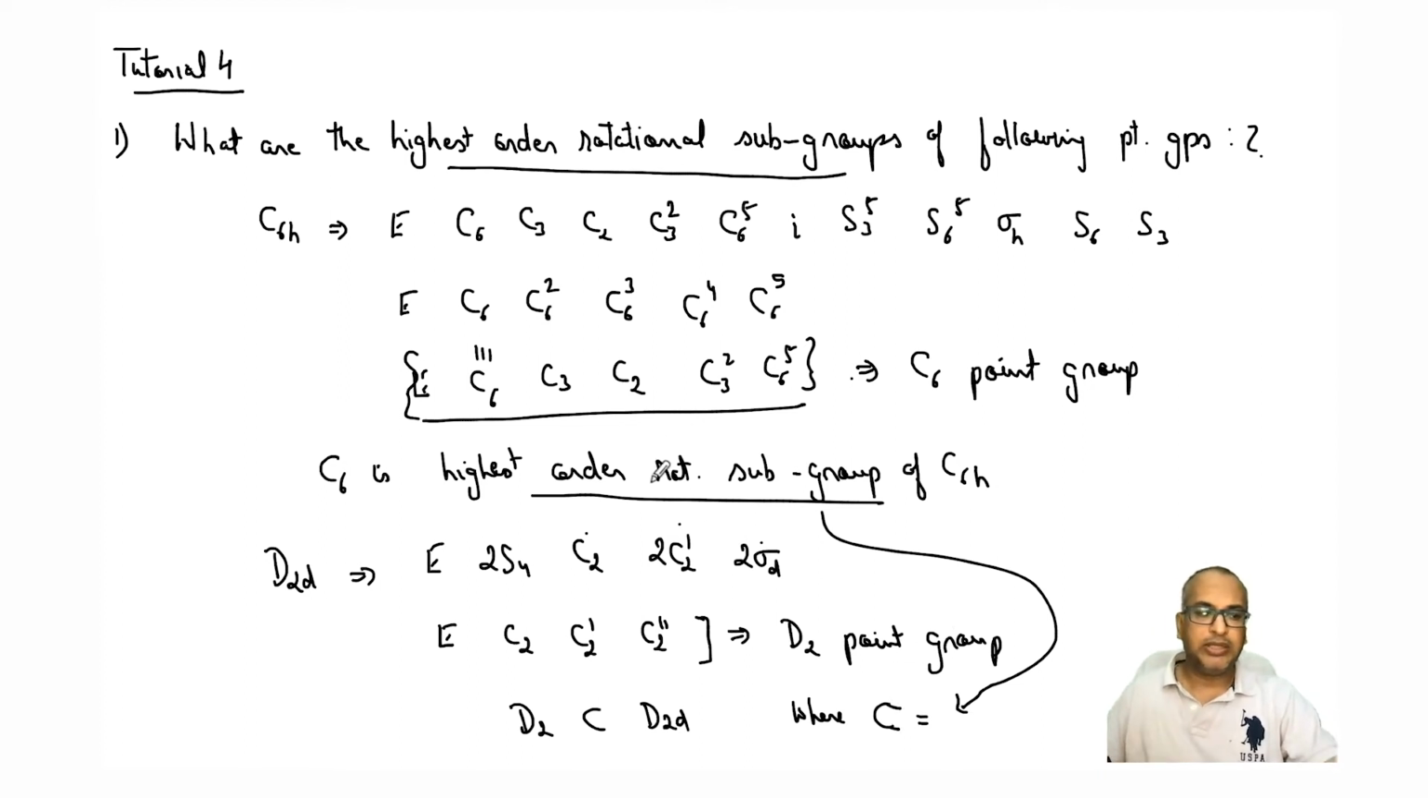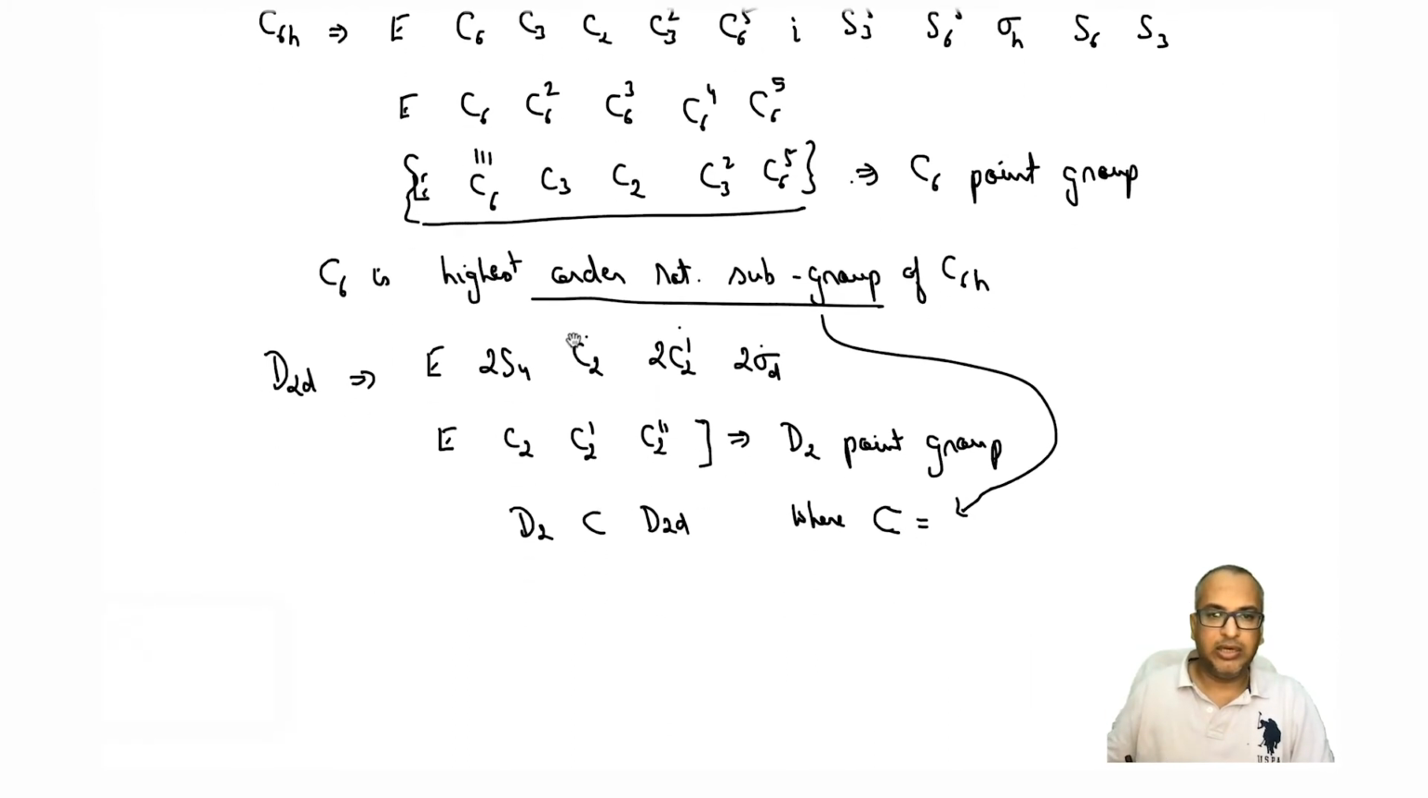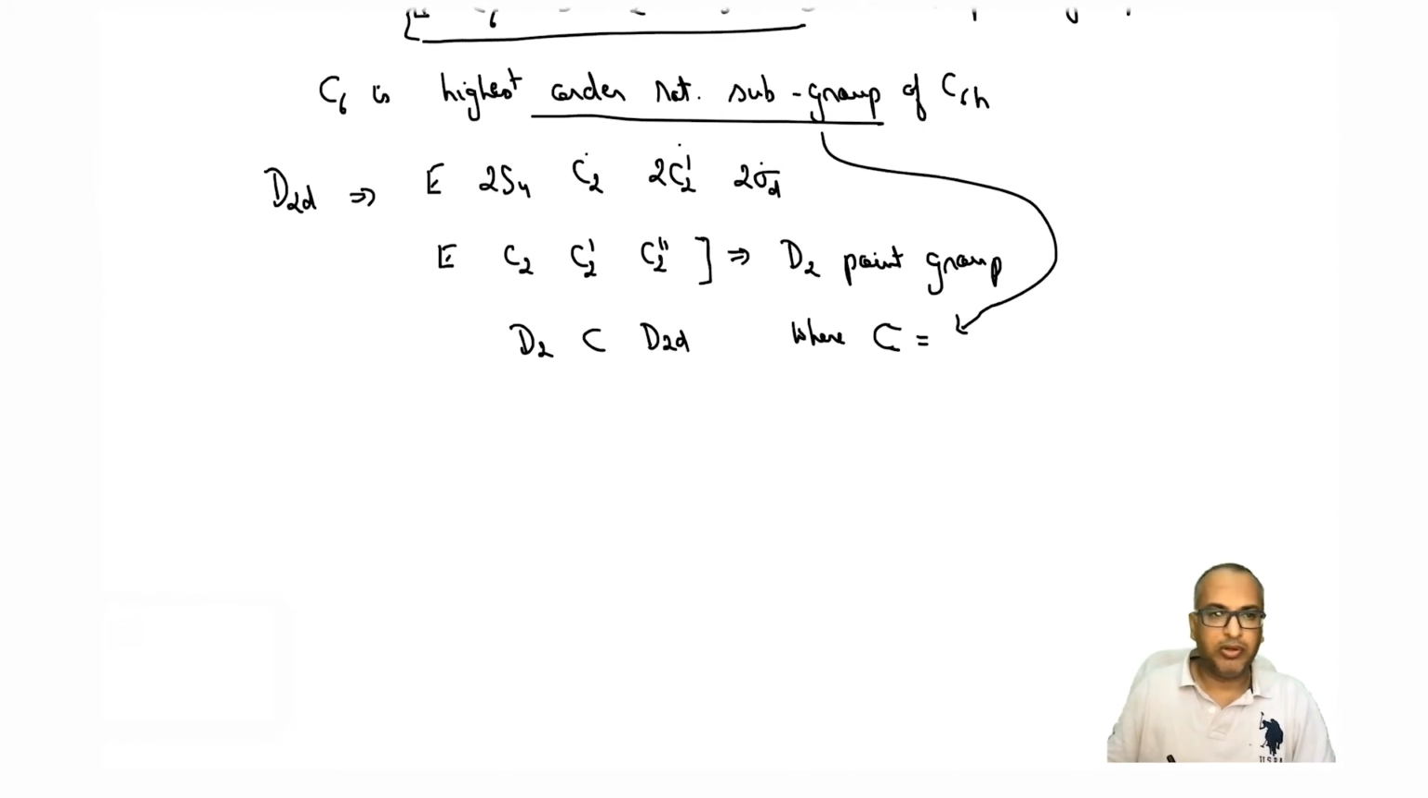So I hope this is clear. This is a kind of question which is sometimes asked in different types of exams, so I thought it would be interesting to cover this. C5, let's say C5V, not C5H. So now C5V, what are the group elements under C5V?